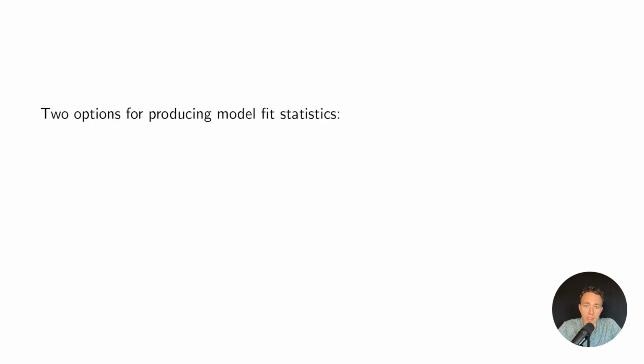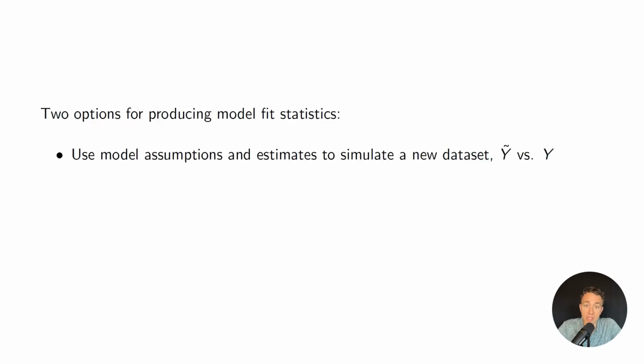There's two main ways that we can produce these model fit statistics. So first, we can simulate data from the model. We take the model as reality, and we use the estimates of the parameters that we got from our estimation routine and any kind of initial conditions in the data, and then we simulate all of the outcomes. And if it's a dynamic model, then we're going to simulate throughout time.